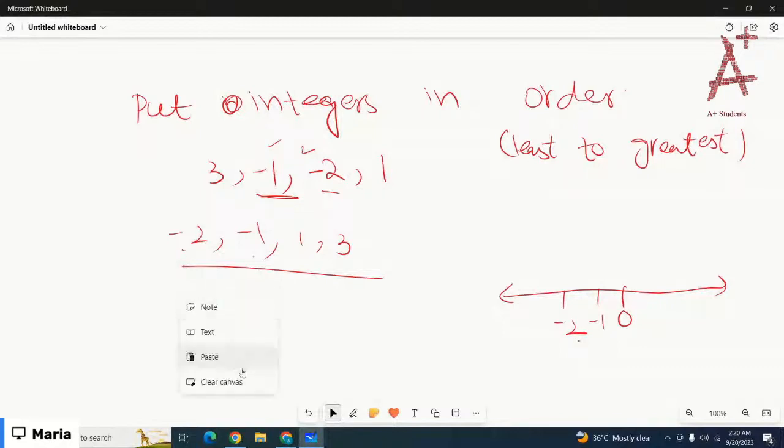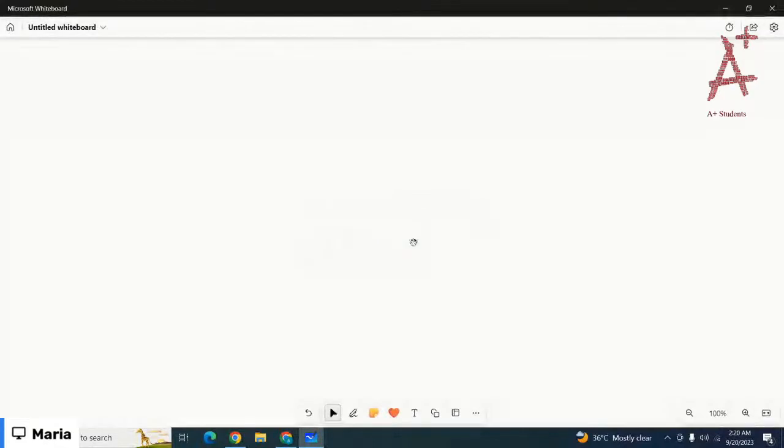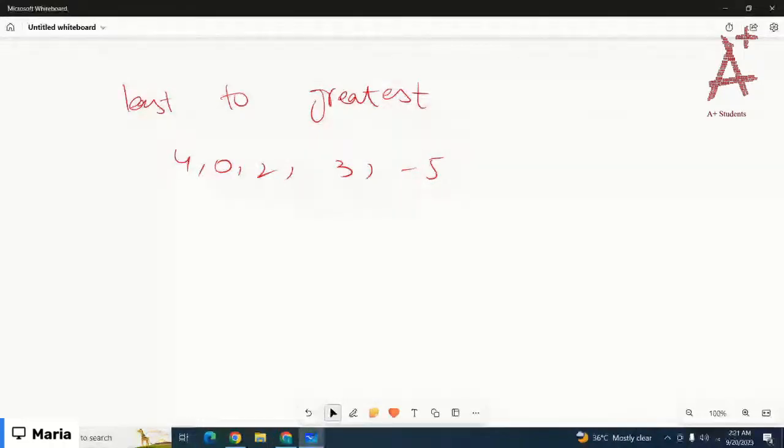Okay, let's just do another example. You have to arrange them from least to greatest, right? And the numbers are 4, 0, 2, 3, negative 5. How do you arrange them? Which number is the least one?